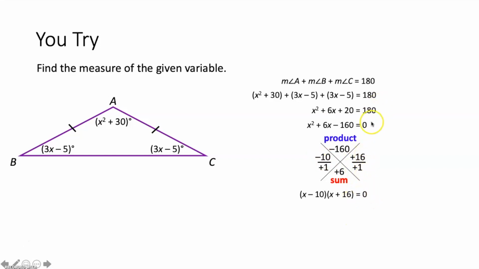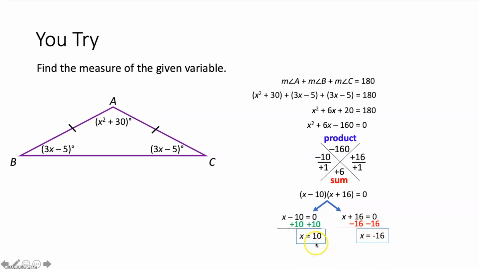I then remember that that's set equal to 0, so I can solve for x using the zero product property, which just says if you have two things multiplied together that equal 0, then either this equals 0 or this equals 0. So I set each of them equal to 0. X minus 10 equals 0, x plus 16 equals 0, and solve both of those for x. So here, to solve this for x, I add 10 to both sides, and I get x is equal to 10. Here, if I subtract 16 on both sides, I get x is equal to negative 16.